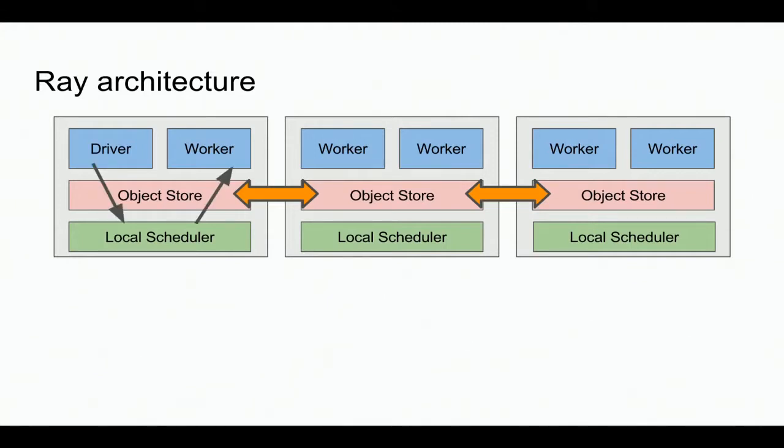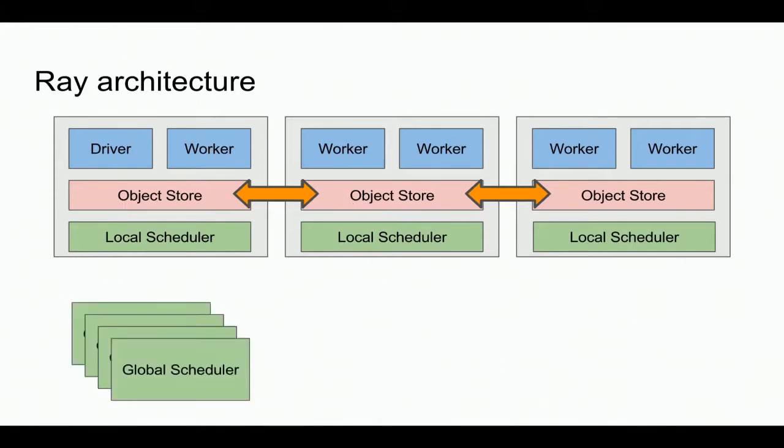Drivers or workers can submit tasks to the local scheduler. Then the scheduling will be done in a bottom-up fashion, where the local scheduler can schedule many tasks locally without having to go to a different node if object dependencies are already available locally. And workers can also submit tasks. Then if either the capacity of the node is exceeded or the objects are not available locally, the local scheduler will forward the task to the global scheduler, which will then assign it to another node.